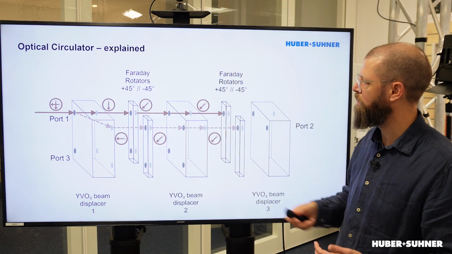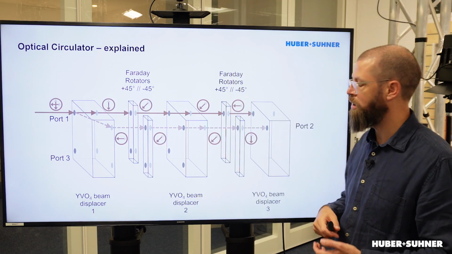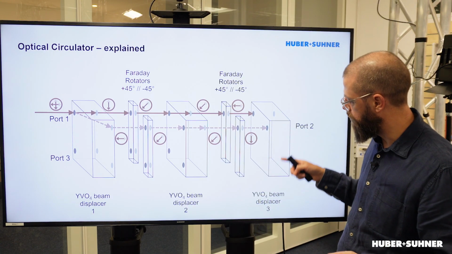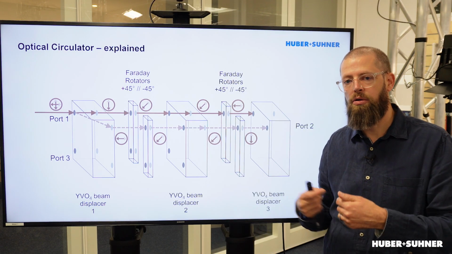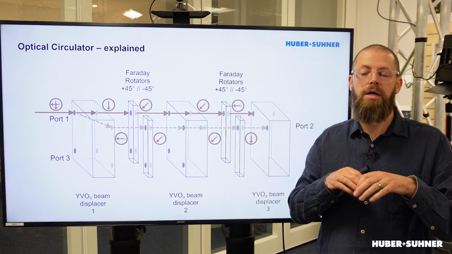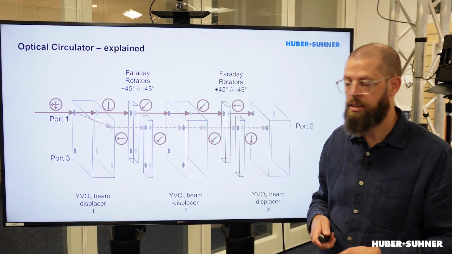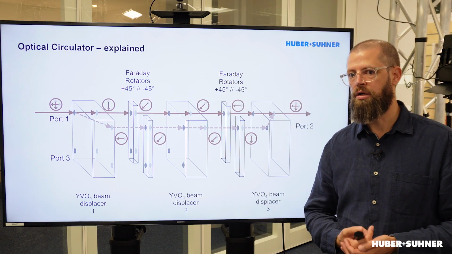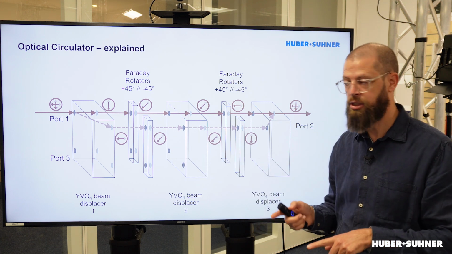But then, once again, we've got a set of Faraday rotators, meaning that after that, we will have the two different polarization states again, and then it will pass through the beam displacer. But in this case, it will actually go through it in reverse. So in other words, instead of separating the different polarization states, it will actually combine them, meaning we will have our output signal on port number 2. So that's the one direction. Now let's have a look at the other direction.